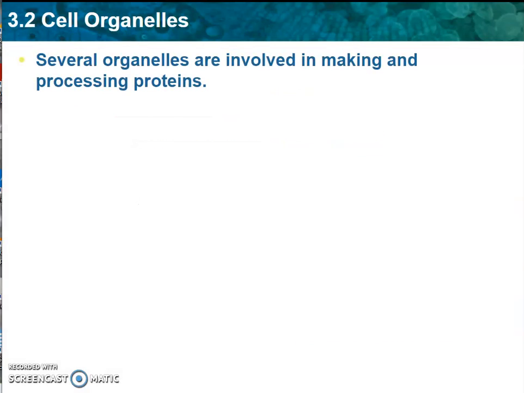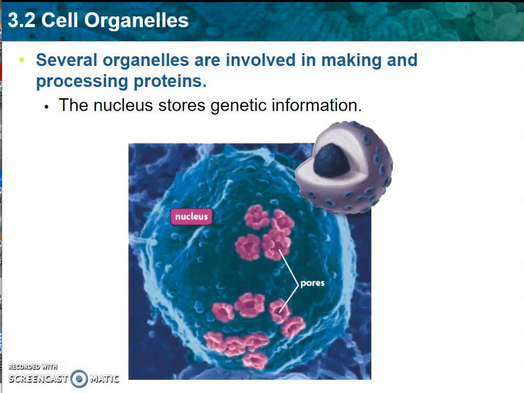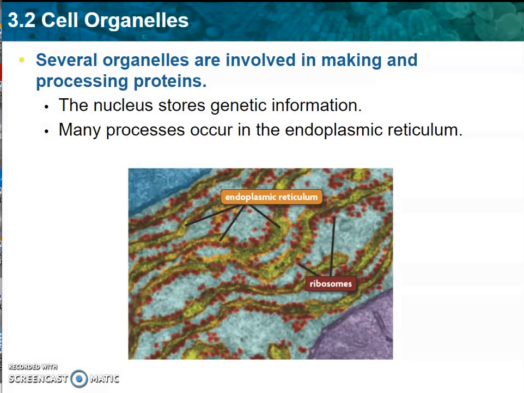Several organelles are involved in making and processing proteins. The nucleus, for example, stores the genetic information and lies right inside the endoplasmic reticulum. The endoplasmic reticulum, often called the ER, is made up of membranous tubules with internal fluid-filled spaces. It is continuous with the nuclear envelope.